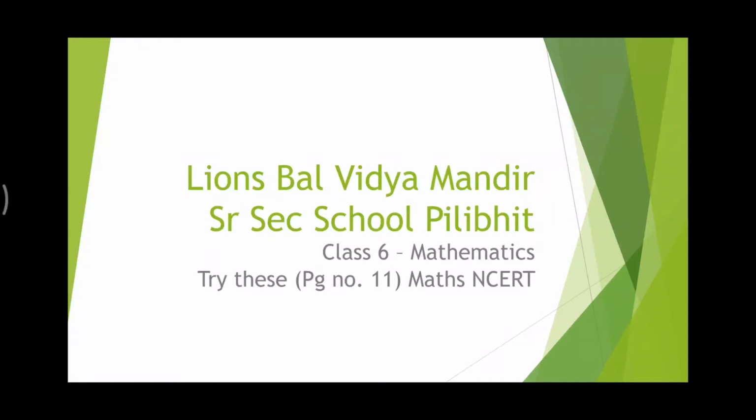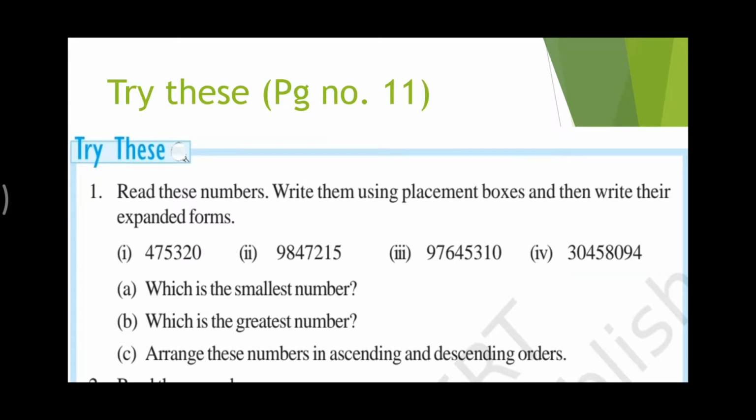Now today we are doing Try These, page number 11, class 6 maths NCERT. Now this is question number 1. Read these numbers, write them in place value placement boxes. Placement boxes means place value chart, and then write their expanded forms. Also tell which is the smallest number and which is the greatest number, and also arrange them in ascending and descending order.